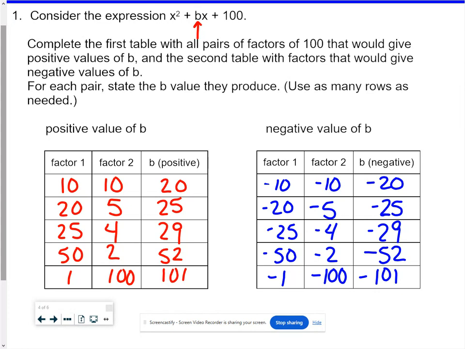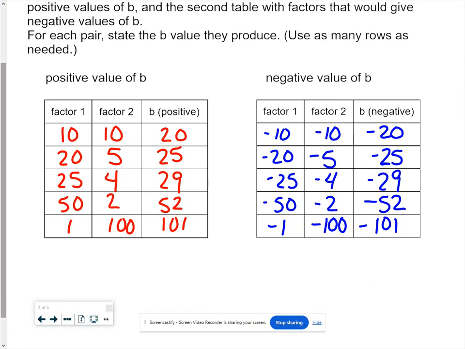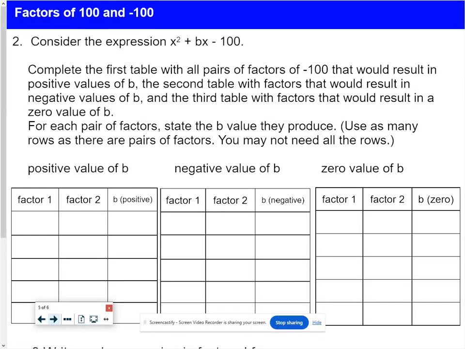But because they're the same signs, negative 10 and negative 10, when I multiply, I would get a positive 100. So that's all good. We're all happy there, okay? This one, I know it looks like a lot, and in your book, it doesn't have all three tables right next to each other. It's got the positive and the negative, and then underneath it's got the zero values of b. So if I want to be able to figure out for this, factors of negative 100, because it's going to be a negative, I know that I have to have different signs for my factors to get a negative product.